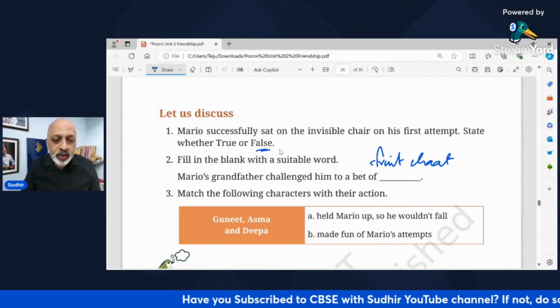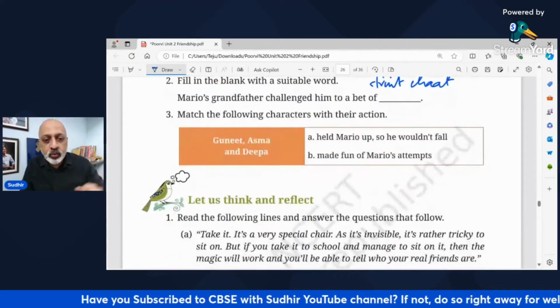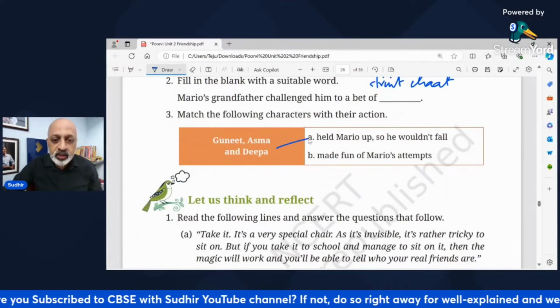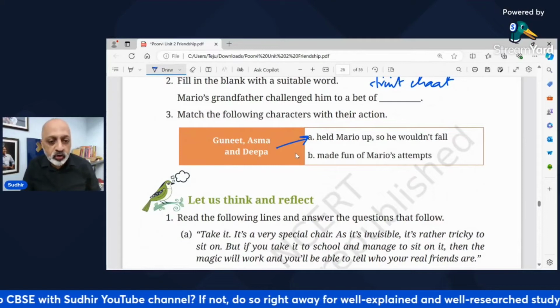This is false. Match the following characters with their action. Gunit, Asma, and Deepa, they held Mario up so that he would not fall.